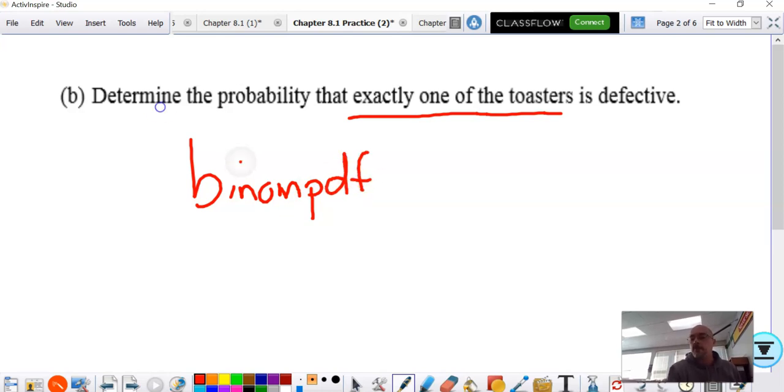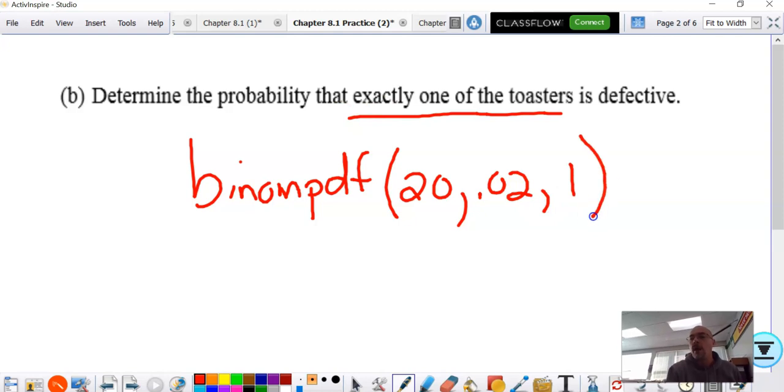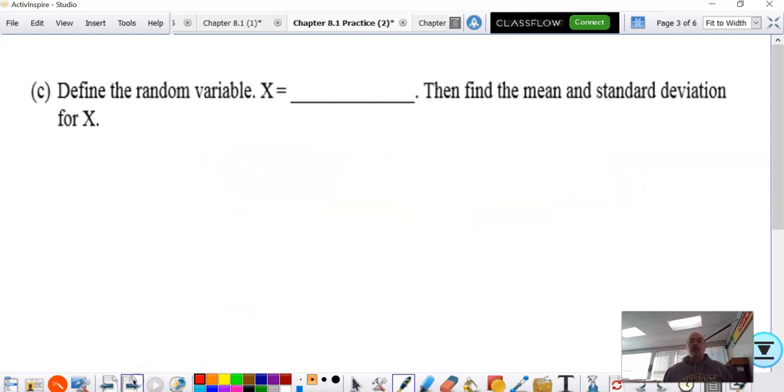So this would be a binomial PDF, 20 toasters, 0.02 is the probability, and then 1. And if you do that, you're going to get the same answer we did in video number 1. Okay?